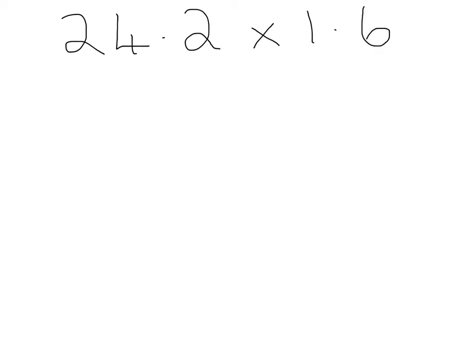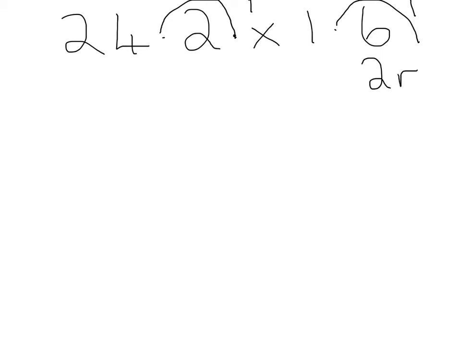Okay, we've got 24.2 times by 1.6. First of all, we're going to get rid of the decimal numbers to make life easier for us. If I take that over there, I've moved it once. If I take this decimal number over here, I move that once. So now I've moved the decimal numbers twice. So that's 2 to the right.